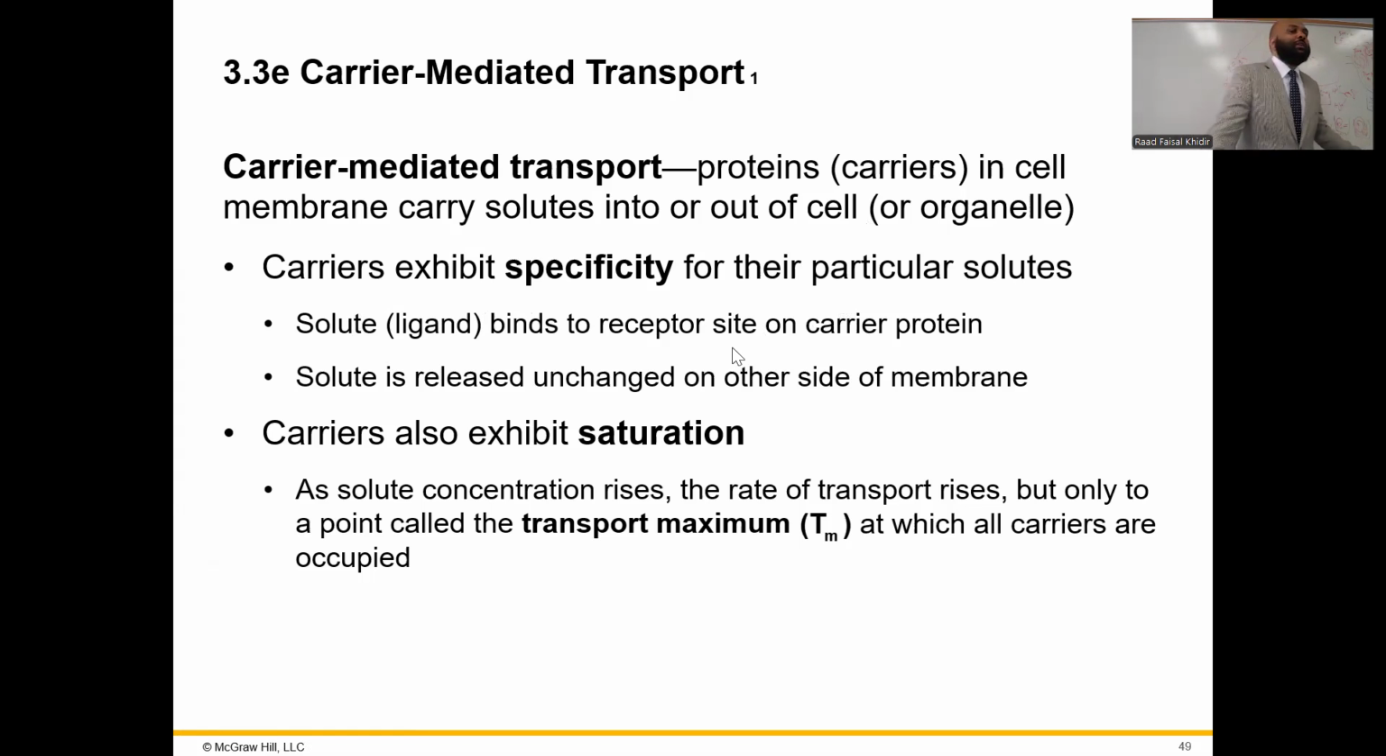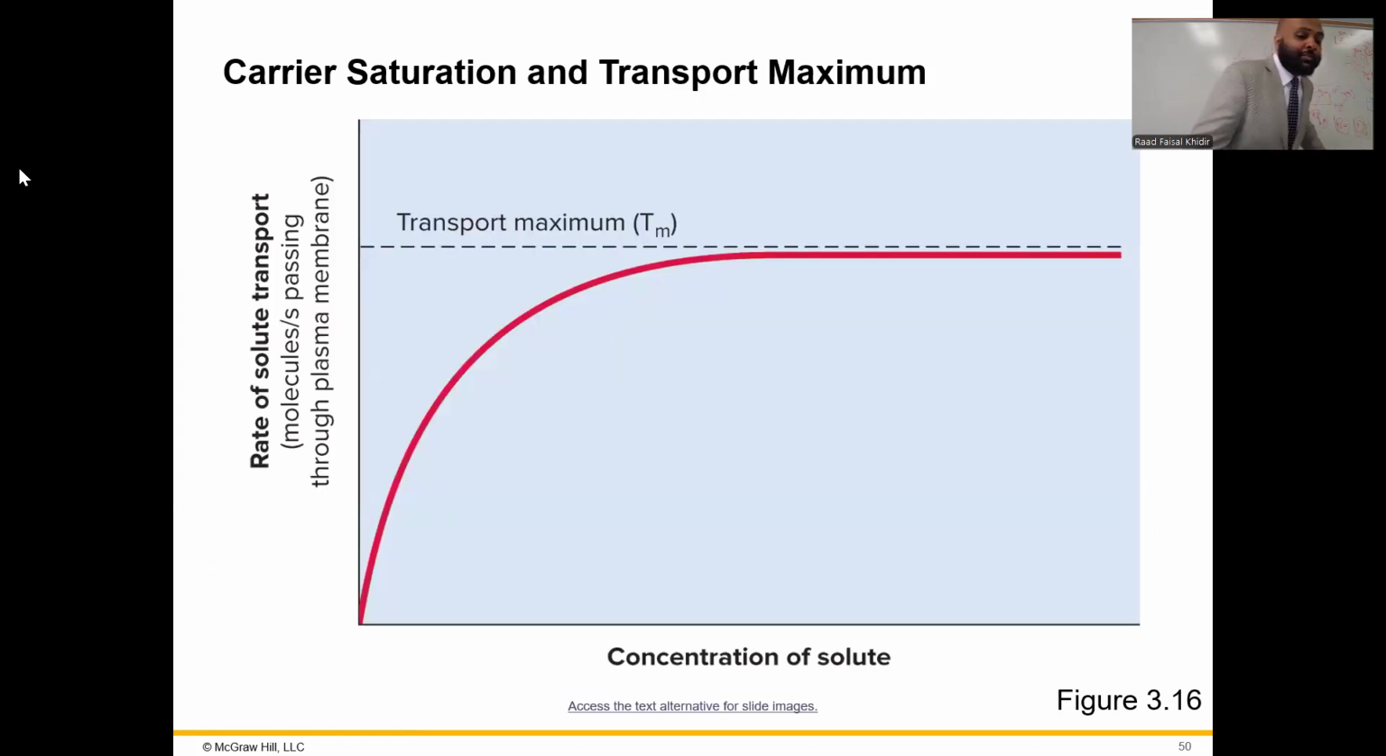We talked about this with glucose transporters in the kidney. If a patient has sugar or glucose in their urine, that means in the kidney, the transporters of glucose have achieved their transport maximum. They are overwhelmed. There are so many solutes. So that is known as the transport maximum. This concept is very important.